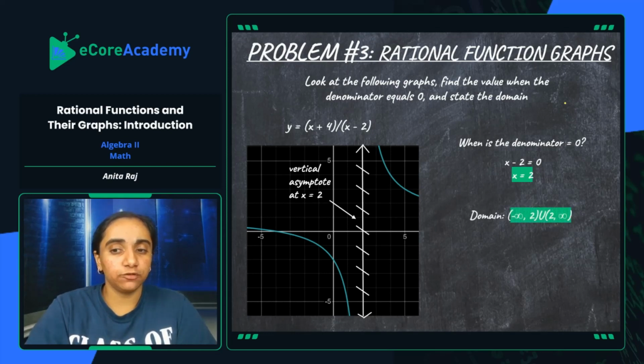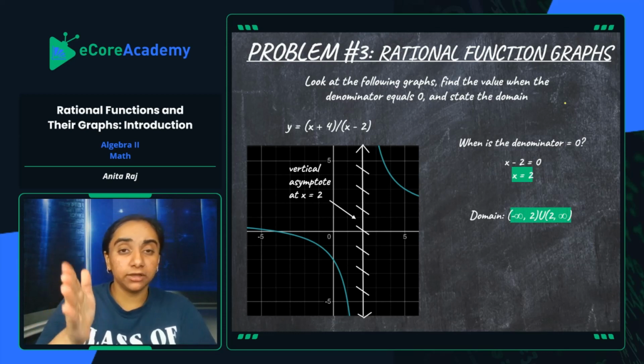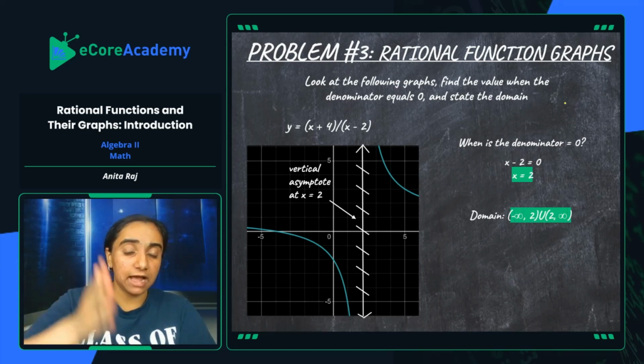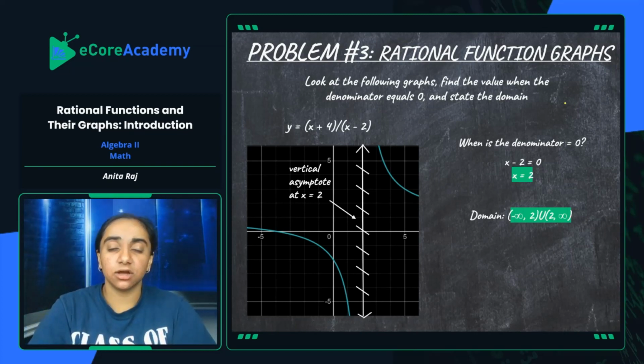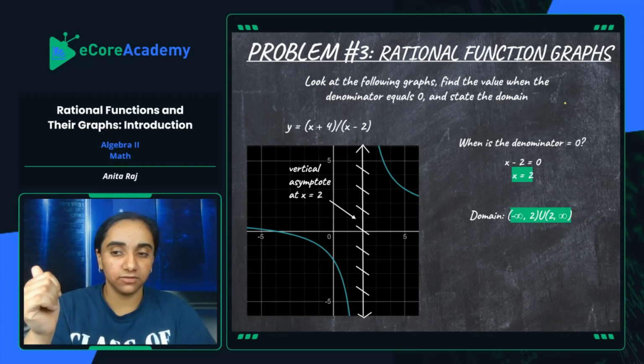So our domain is therefore going to be negative infinity all the way to 2, because 2 is where that vertical asymptote is. That's where our function breaks, goes in opposite directions, does not touch, doesn't even have a point there. And then it's going to continue from 2 to positive infinity.